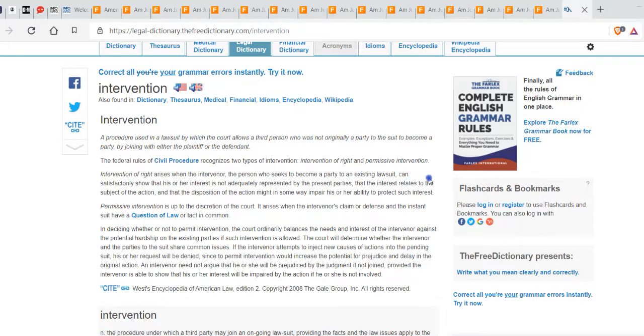Okay? So intervention of right arises when the intervener, the person who seeks to become a party to an existing lawsuit, can satisfactorily show that his or her interest is not adequately represented by the present parties. Well, that kind of sounds like me. And that the interest relates to the subject of the action, and that the disposition of the action might in some way impair his or her ability to protect such interest.